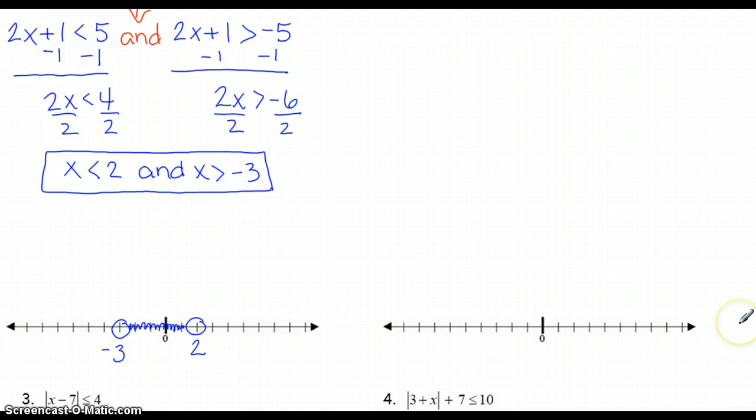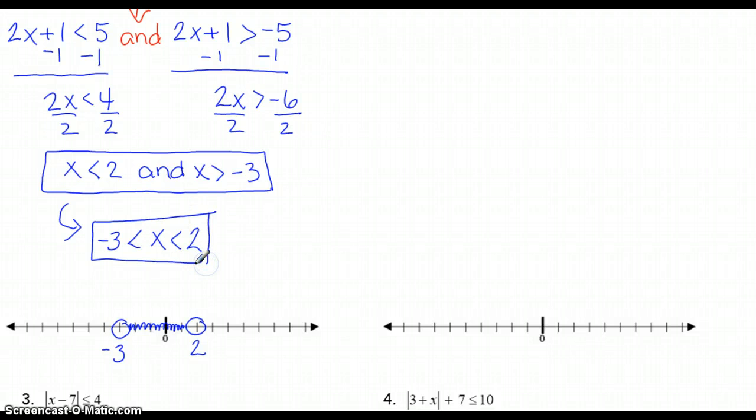Now remember, you can rewrite your and compound inequality differently. If you want, you can write your variable in the middle using less than symbols and write the smaller of the two numbers on the left and the larger of the two numbers on the right. So either of these two answers is acceptable. They both mean the same thing.